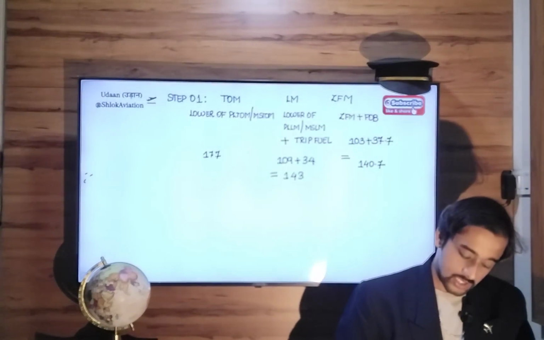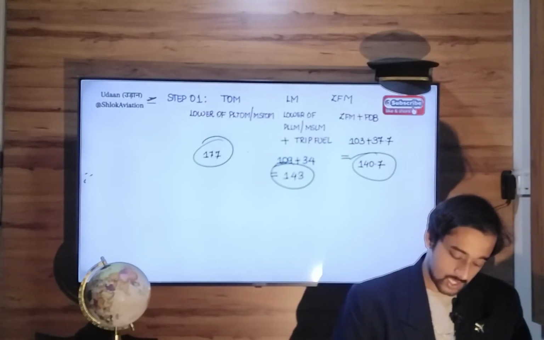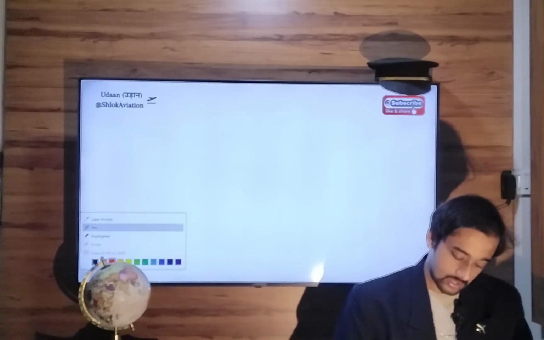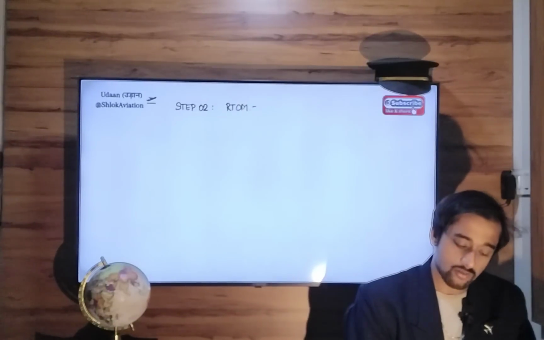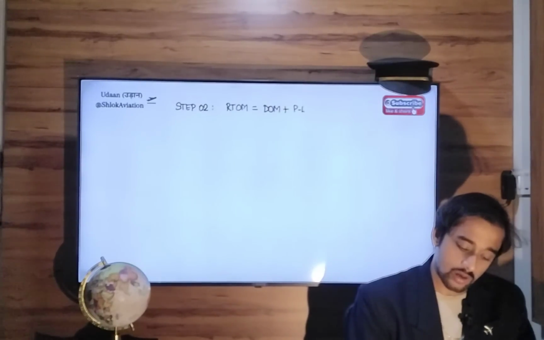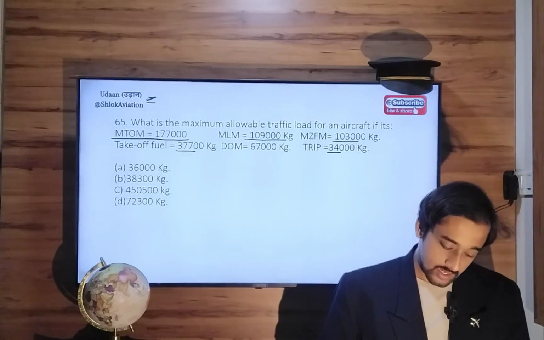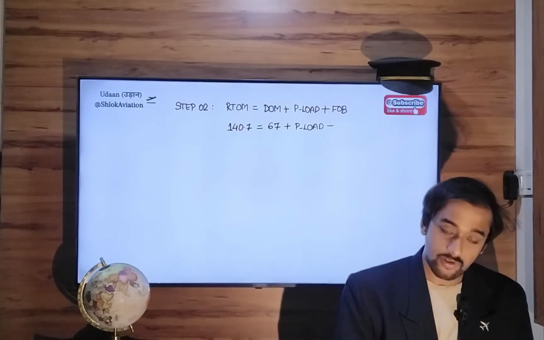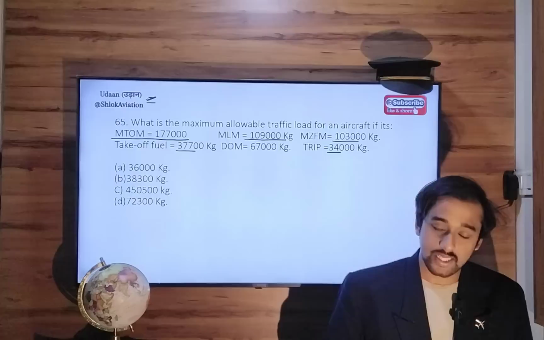Okay. Now, out of these three possible takeoff values, we have to select the takeoff value which is the lowest of all, and that is, as you can see, 140.7. So our regulated takeoff mass becomes 140.7. Step 2, utilize the formula regulated takeoff mass equals dry operating mass plus payload plus fuel on board. So 140.7 equals operating mass, which is 67, plus payload plus fuel on board, which is equal to 37.7. Okay.